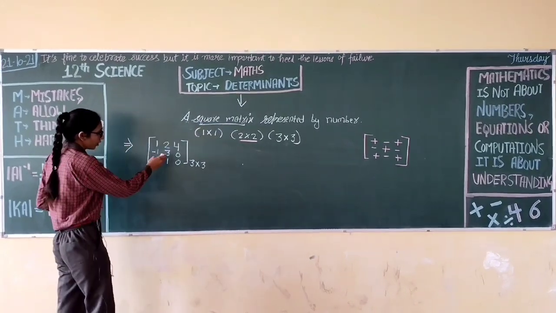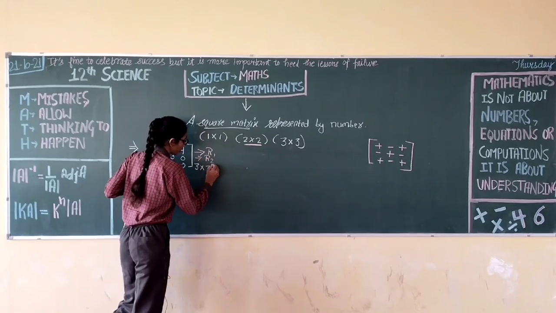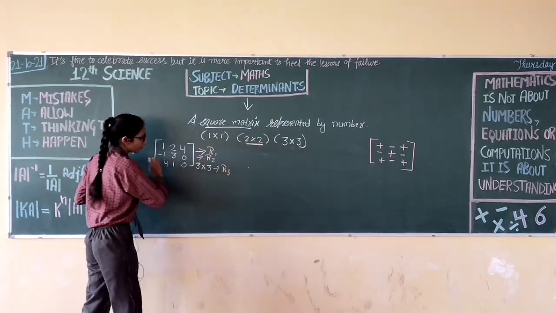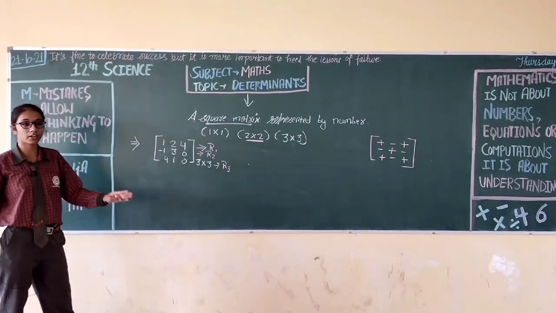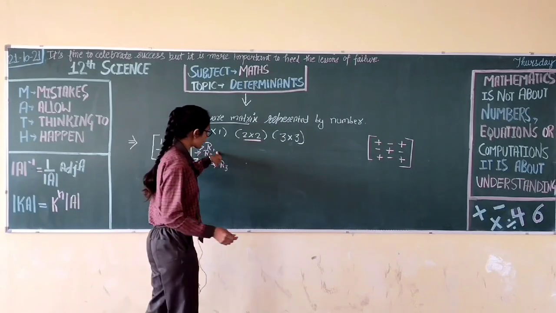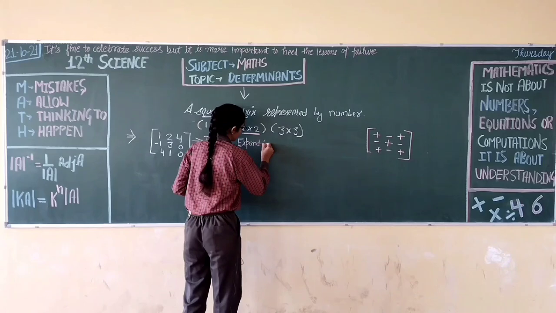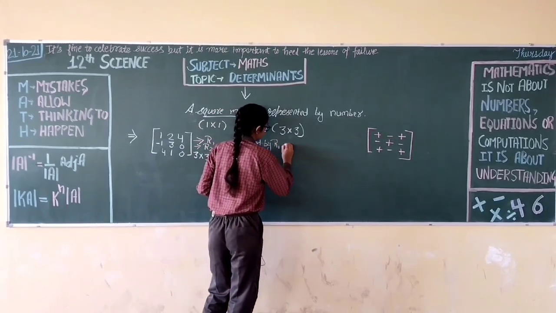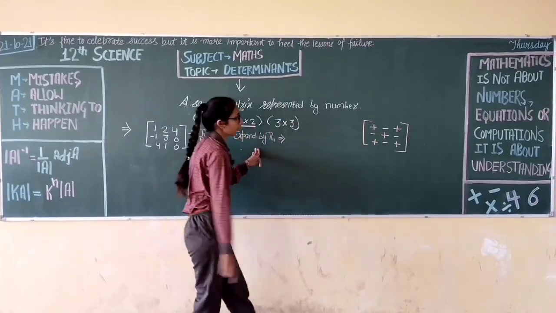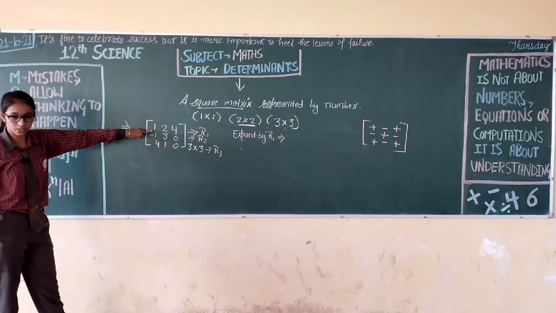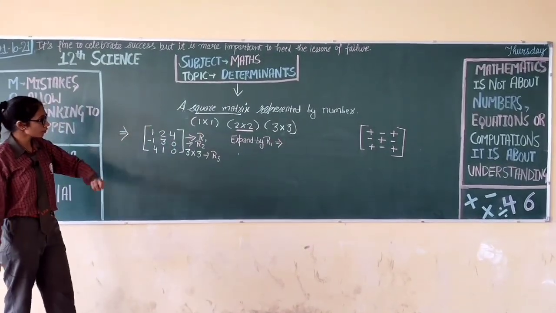Let's check it out. We can expand this matrix by R1, R2 or R3. By any of the three methods we can expand it. We can also expand it by C1, C2, C3, meaning column 1, column 2 or column 3. Let's expand it by R1. If we expand it by R1, then we will use these three signs. Our first sign is plus. We will use this sign for the first element 1, minus for the second element, plus for the third element. How do we use these signs?